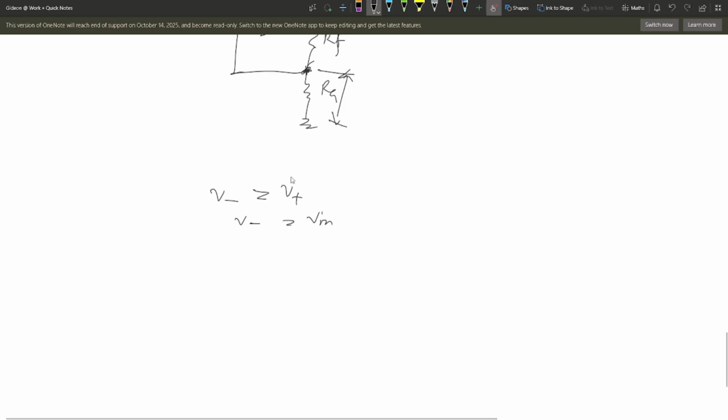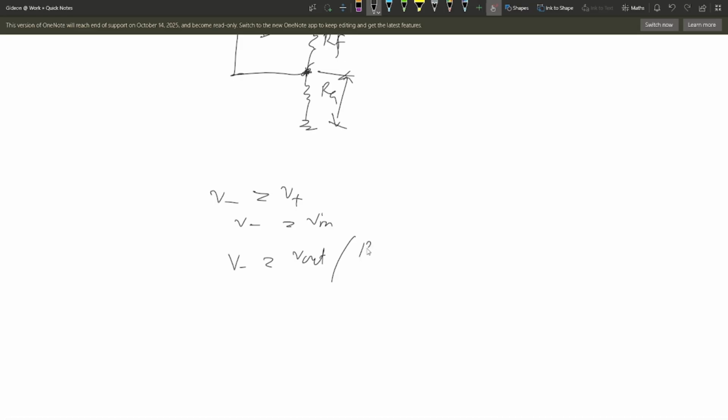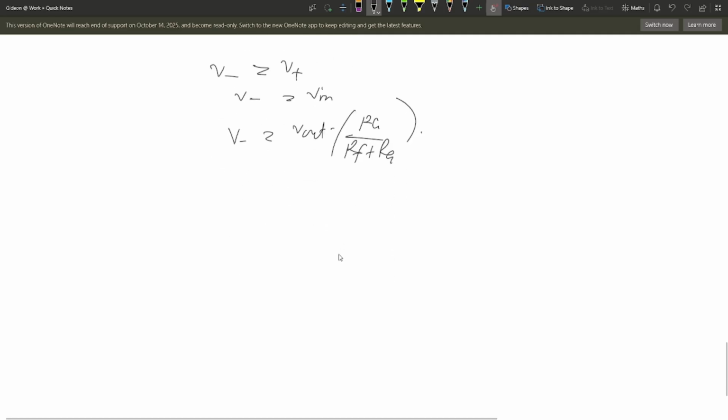And then since it's the voltage drop across this resistor, we can say that V minus is equal to V out multiplying Rg over Rf plus Rg. So from the voltage divider rule, we can see that V minus is equal to this. Now rearranging our equation, you can see that V out over V minus is equal to 1 plus Rf over Rg. So yes.